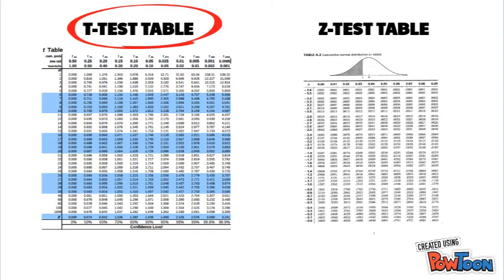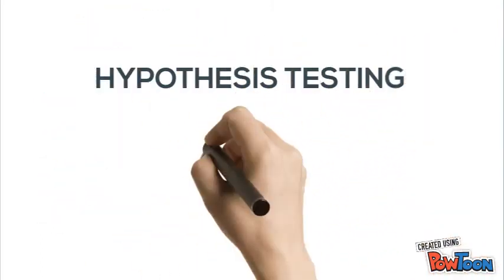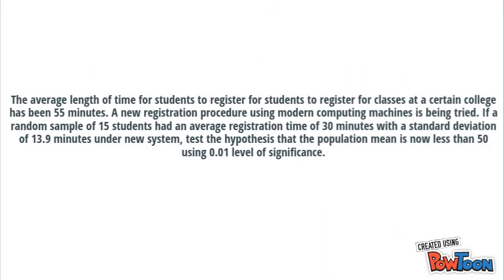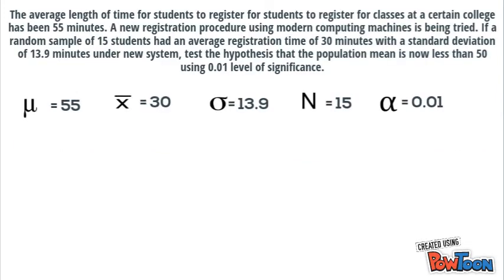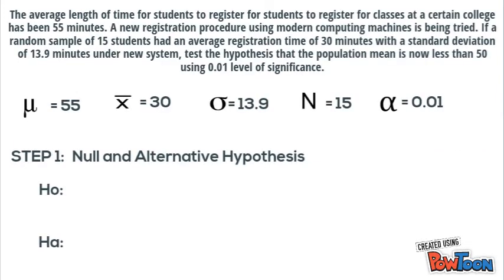So now, let's use the t-test table. Hypothesis testing, left-tailed. So these are the given in the problem. Step 1. Null and alternative hypothesis. H0 is the commonly accepted fact, while HA is the opposite of the null hypothesis.